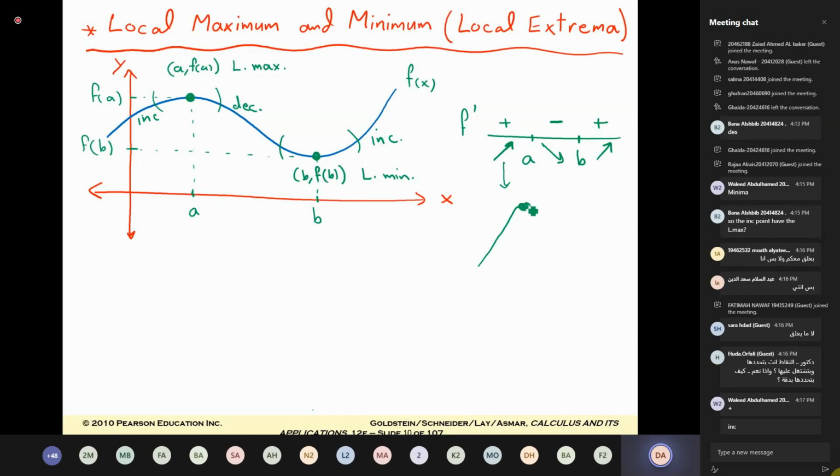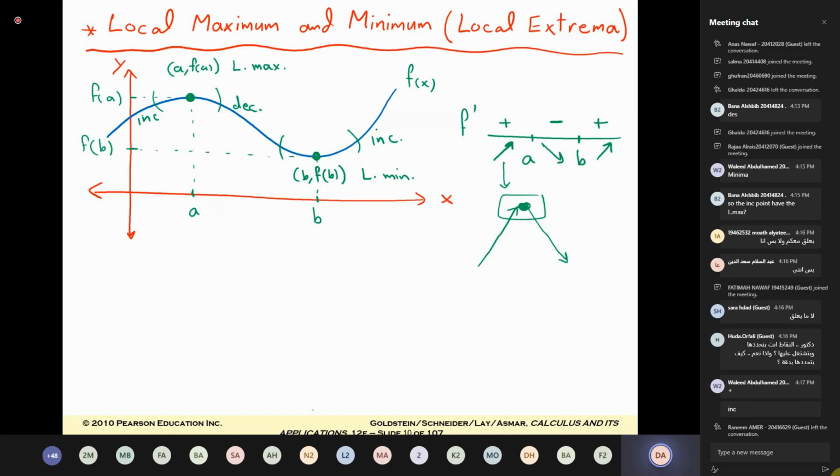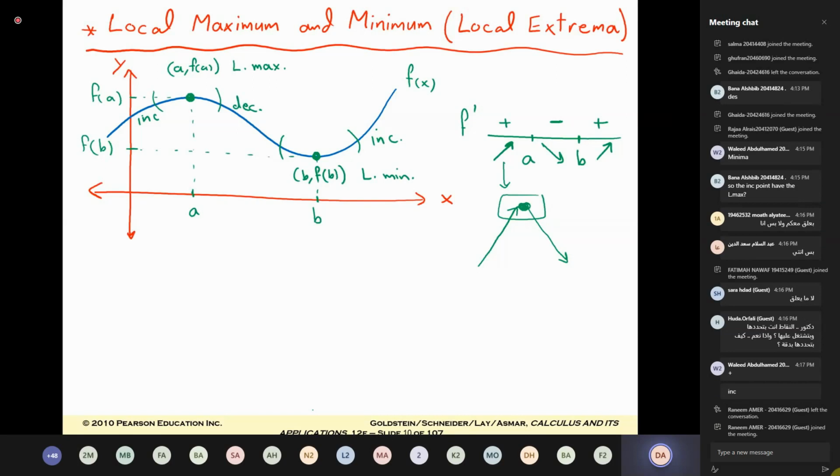After reaching the point A, we have decreasing. So this is the maximum. Why? Because from the left it increases, from the right it decreases. It is like the top of a pyramid or the top of a mountain, so it is the maximum.